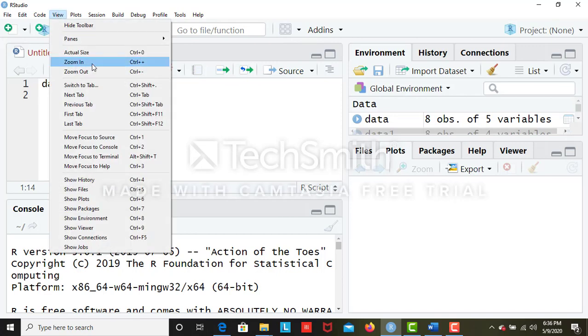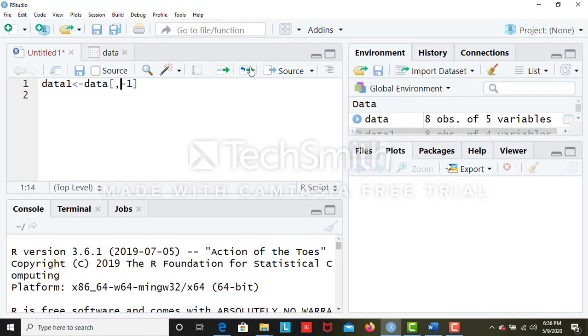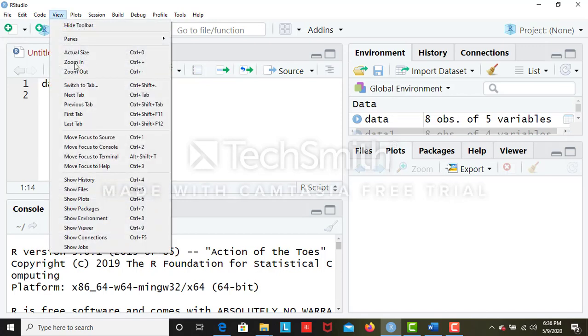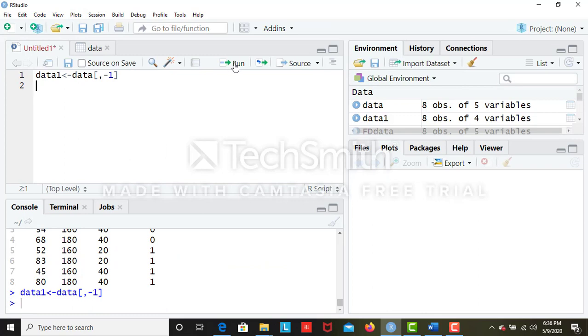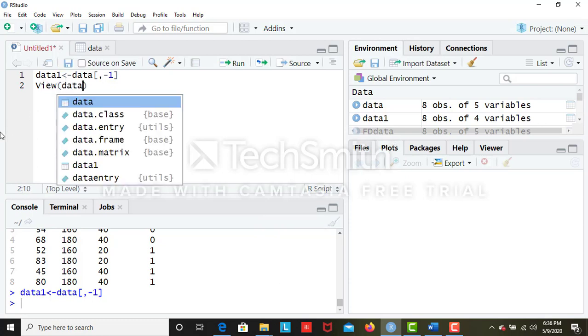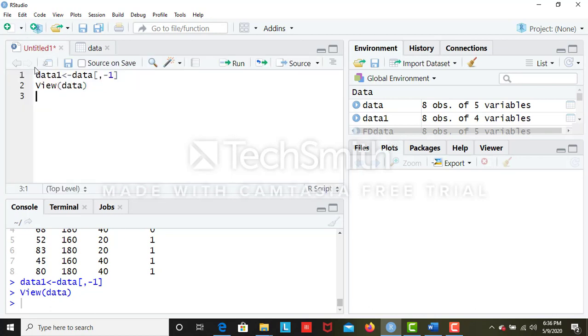Alright, so I run this code. Once I run this code here, I'm going to have my new data set data1. So I'm going to view that data here, view data1, to see whether we've been able to delete or exclude the first column. Sorry, I just viewed the original data. I meant data1. So here.